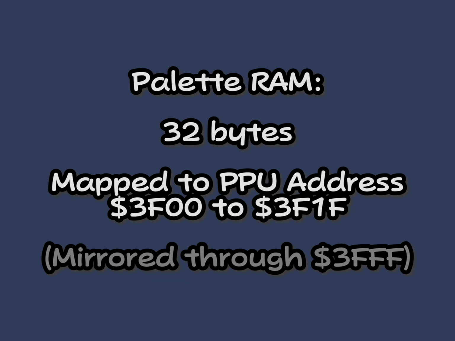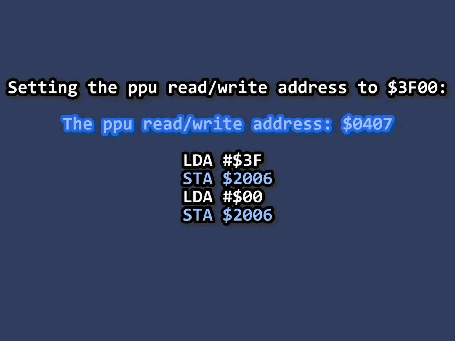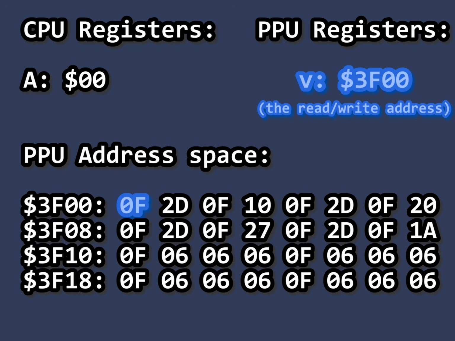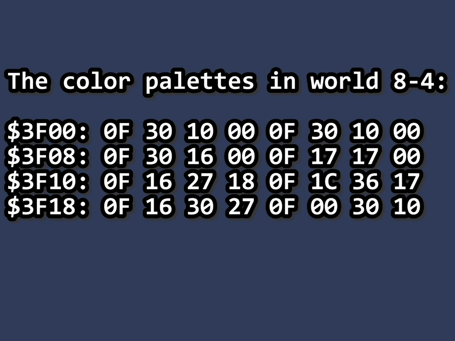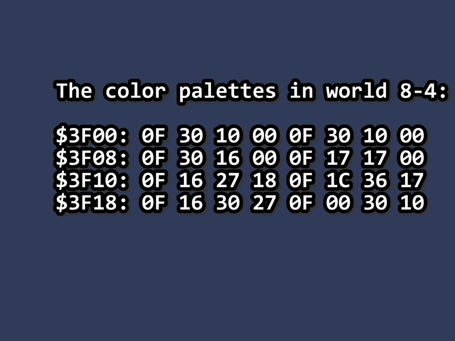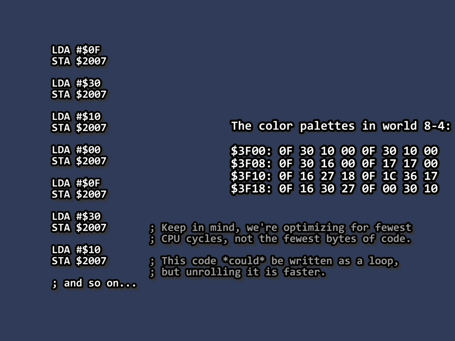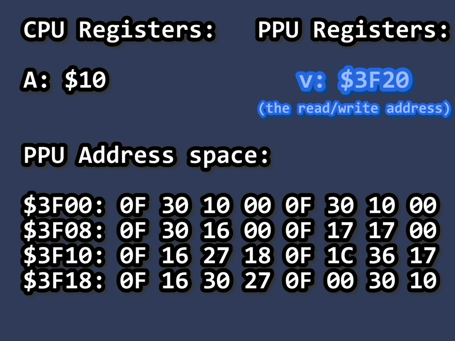Okay, now let's fix the color palettes. The palette RAM is accessible when the high byte of the read-write address is 3F. To correct the color palettes, we begin with LDA 3F, STA 2006, LDA 0, STA 2006. Now the read-write address is at address 3F00. Here are the colors that we want to use. We can set these up by repeatedly running LDA for the next color and STA 2007. With the color palettes all set up, let's fix the background.